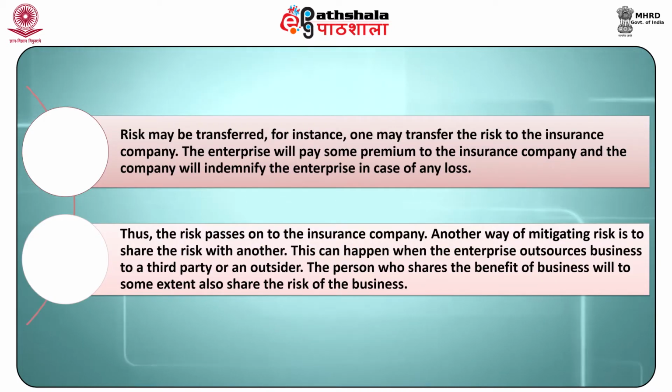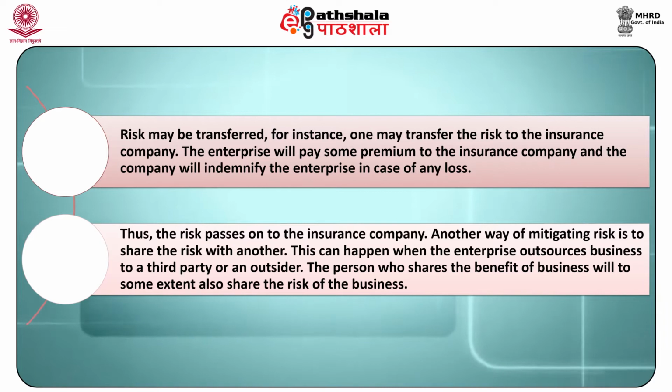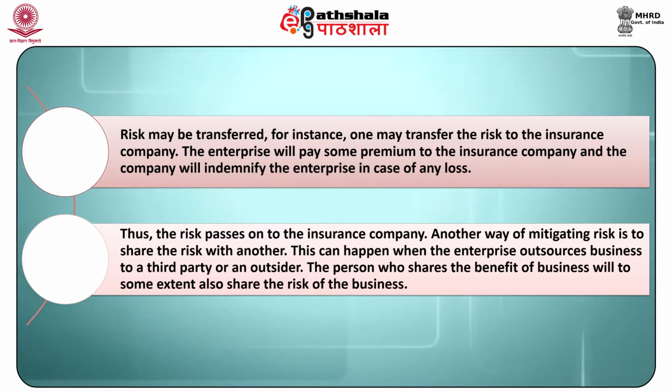Risk may be transferred. For instance, one may transfer the risk to an insurance company. The enterprise will pay some premium to the insurance company and the company will indemnify the enterprise in case of any loss. Thus, the risk passes on to the insurance company. Another way of mitigating risk is to share the risk with another. This can happen when the enterprise outsources business to a third party or an outsider. The person who shares the benefit of business will to some extent also share the risk of the business.